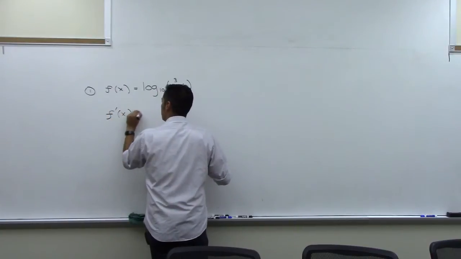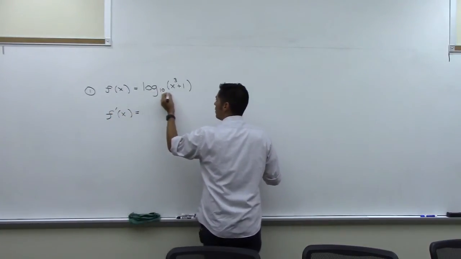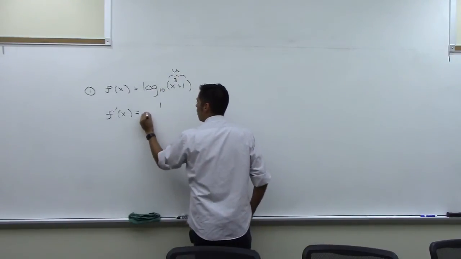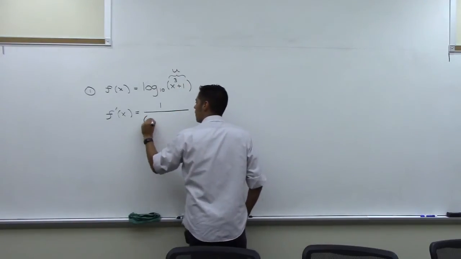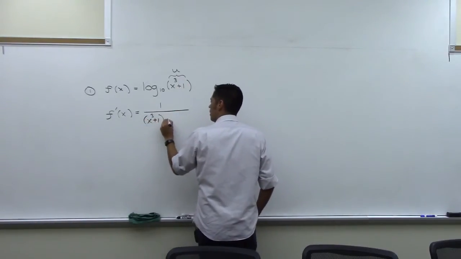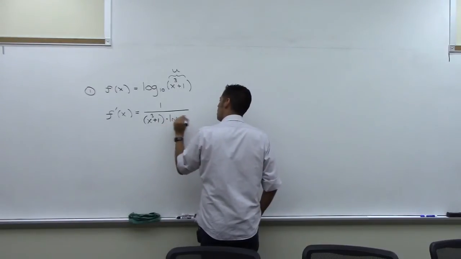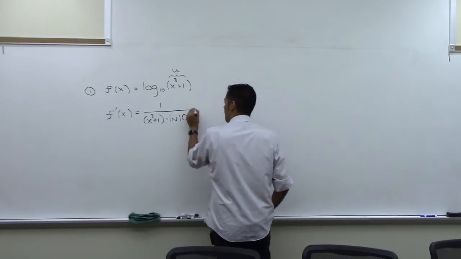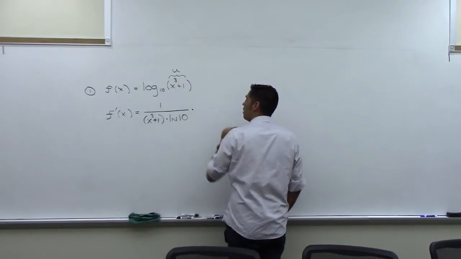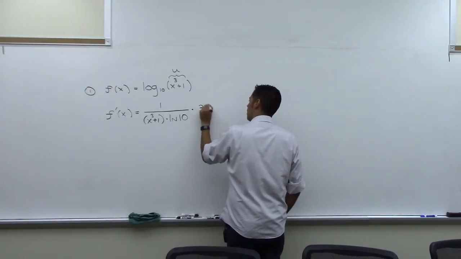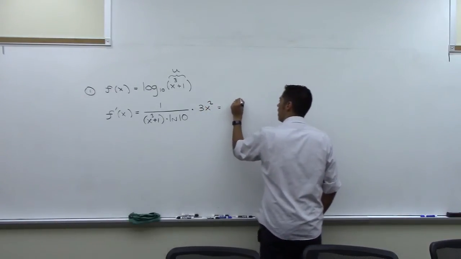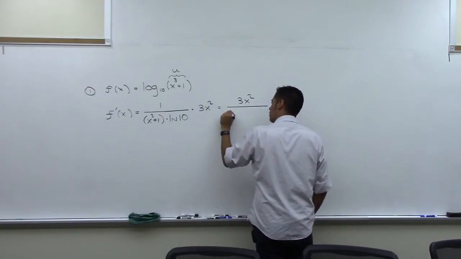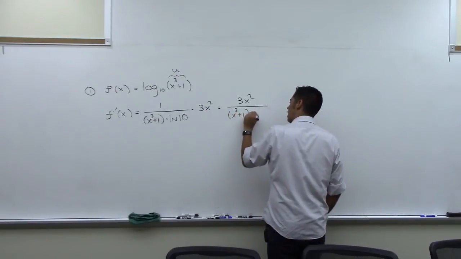f prime of x will be equal to, well, we have log base 10 of u. Here's u right here. So the derivative of log of something is 1 over the u, x cubed plus 1, times natural log of whatever the base is. And the base here is 10, so natural log 10. And then times the derivative of what was in here. The derivative of what's in there is just 3x squared. So you could rewrite this as 3x squared over x cubed plus 1 times natural log of 10.